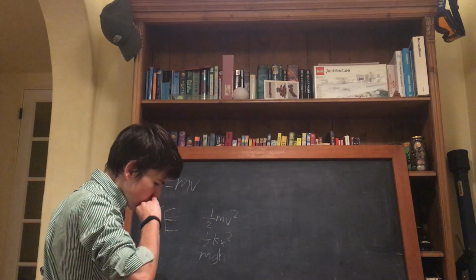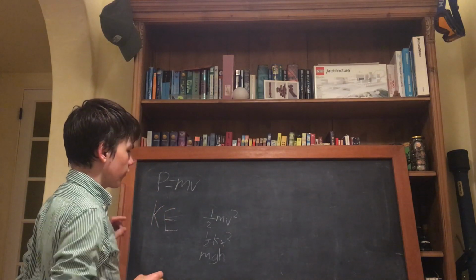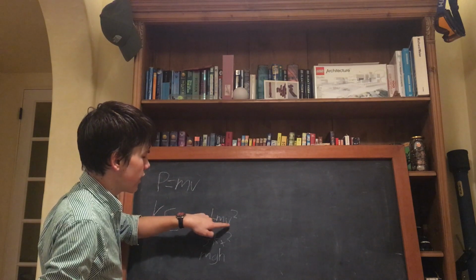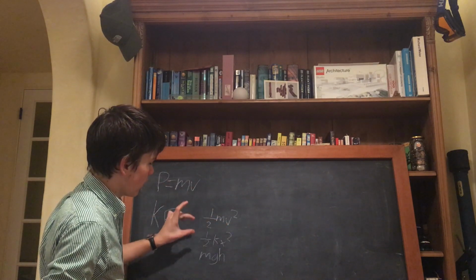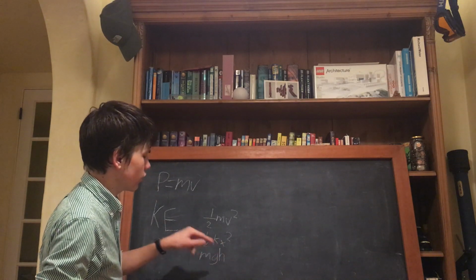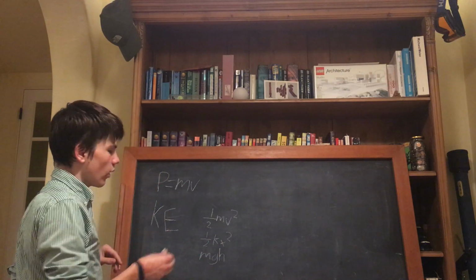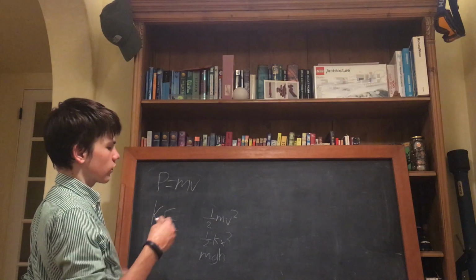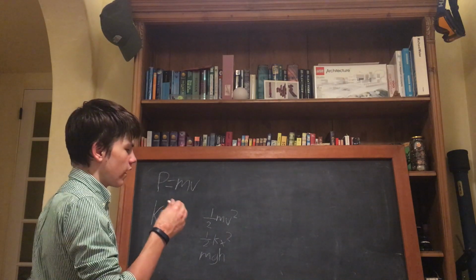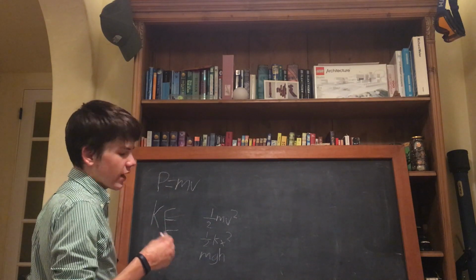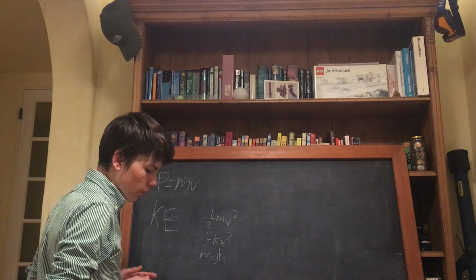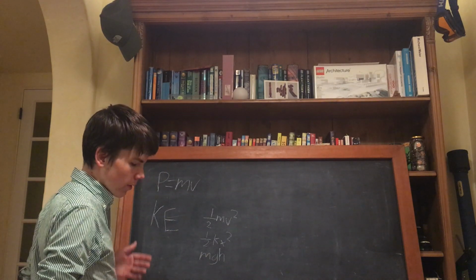So energy is always conserved. Therefore, 1/2 m v initial squared plus 1/2 k x initial squared plus mg h initial has to always equal 1/2 m v final squared plus 1/2 k x final squared plus mg h final. So this is really important to remember.